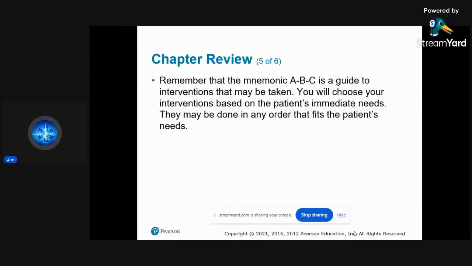You choose your interventions based on the patient's immediate needs. So if I walk up and I see a major life-threatening bleed, I may go ahead and treat that first, because it doesn't matter if you have an open airway, they're breathing and they have a pulse. If they bleed out, it ain't going to matter.